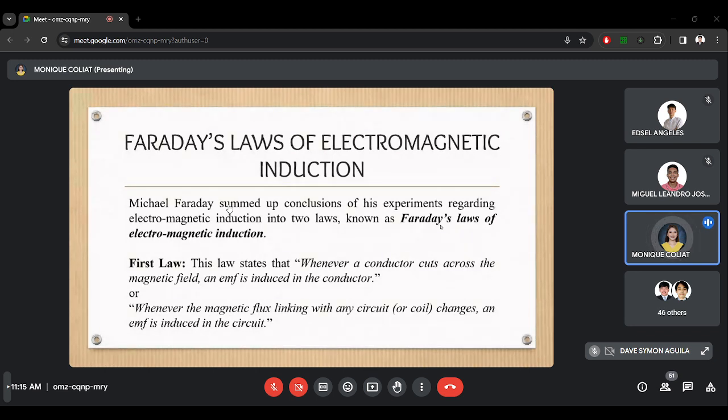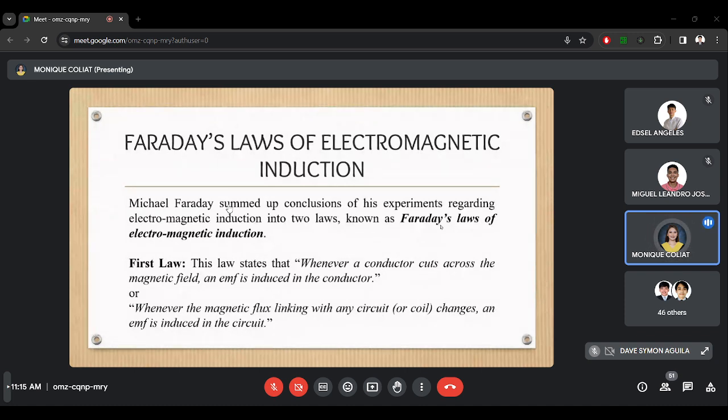So, Michael Faraday summed up the conclusions of his experiments regarding electromagnetic induction into two laws, known as Faraday's laws of electromagnetic induction. The first law states that whenever a conductor cuts across the magnetic field, an EMF is induced in the conductor.